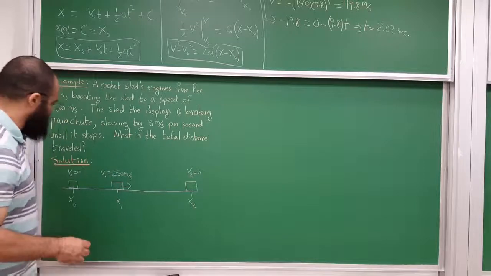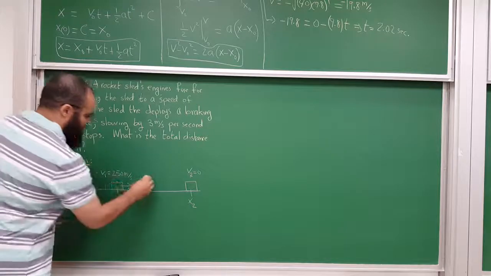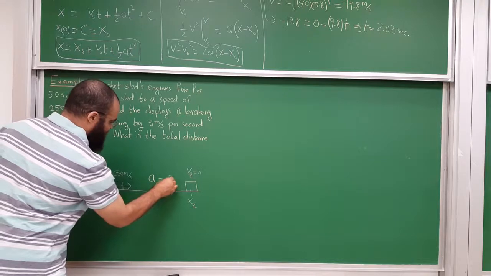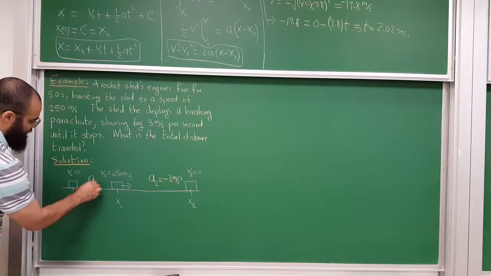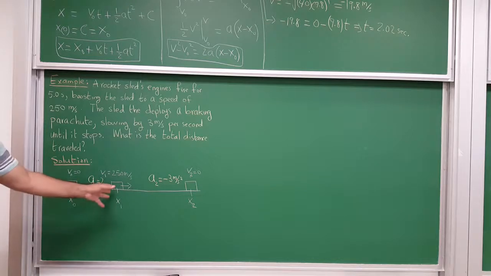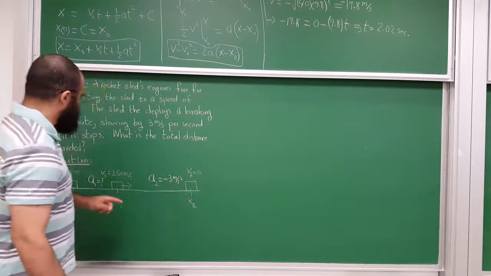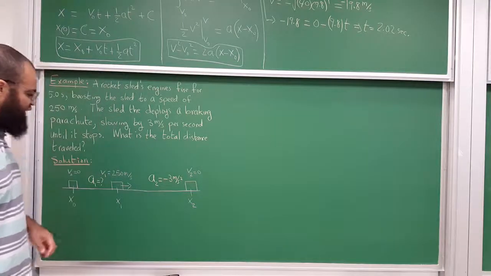So at this point here, the acceleration, let me write it in yellow. Let me call it A2, is minus 3 meters per second squared. I don't know what A1 is. I put a question mark there. So what's the question? You start at 0, you accelerate, you reach 250, and then you start slowing down until you stop. The question is, what is the total distance traveled? So from here all the way here, what is the distance?